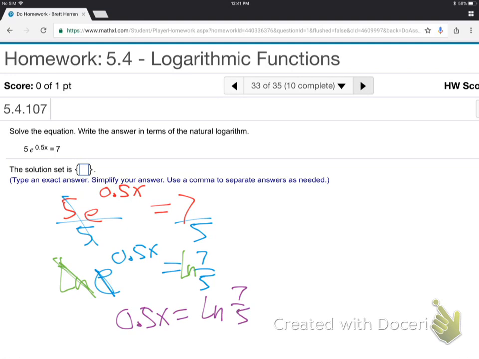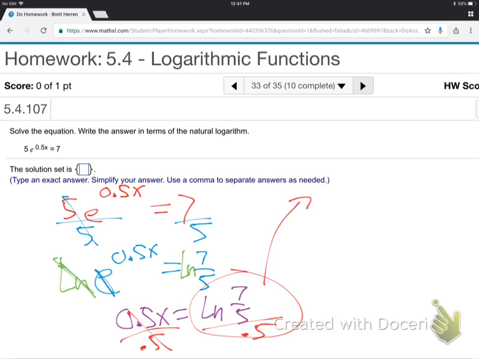Last step, last peeling of the onion. We just divide by the 0.5. Divide by 0.5. There's the exact answer. Yep, they want that exactly typed in just like that. ln of 7/5, the whole thing divided by 0.5. It's okay to have a fraction on top of it. I don't know, they'll probably take it. Would you know that on a multiple choice test?